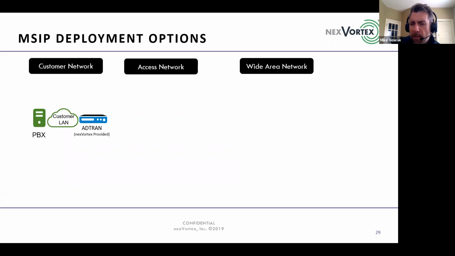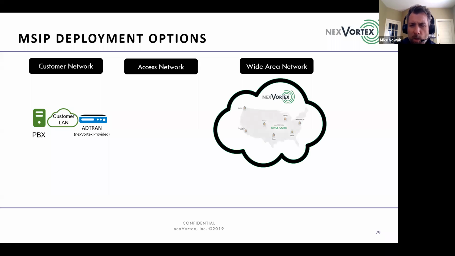So when deploying MSIP with a MiVoice Connect or ShoreTel system, the first thing you've got to have is an AdTran SBC from nexVortex. The exception would be if you had your own SBC or Engate separator. If you're using MSIP, you're always going to get that blue AdTran system from us pre-configured as part of the package. So no capital expenses at all for that.